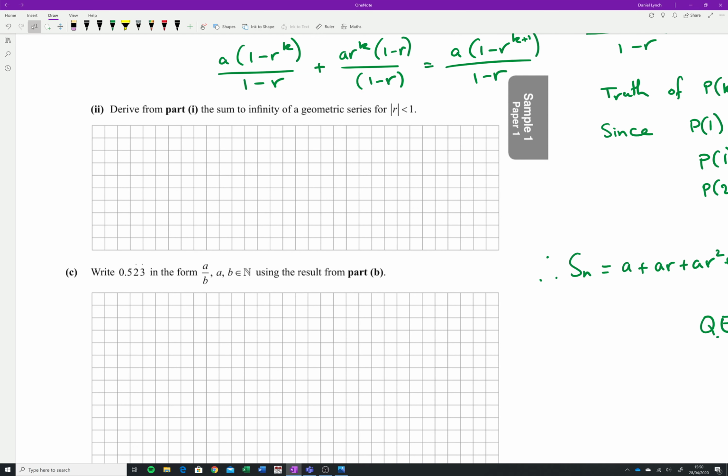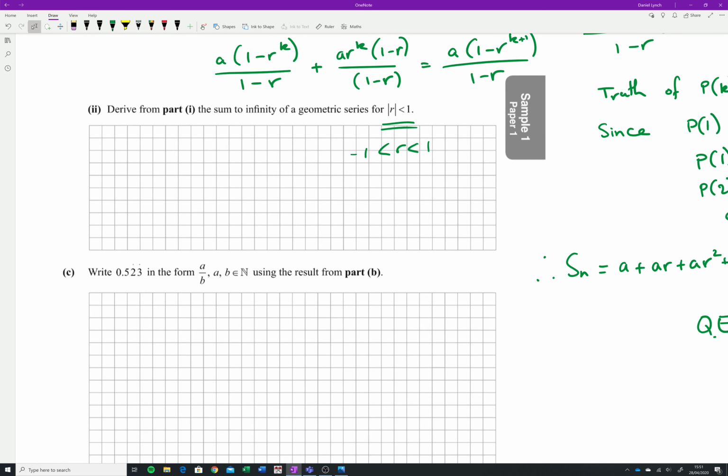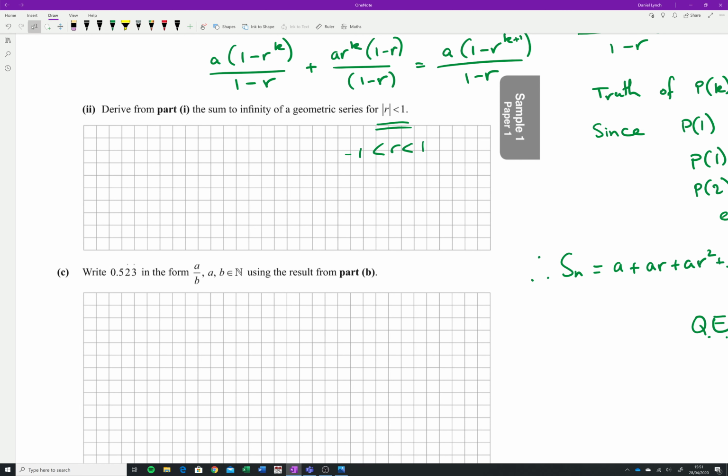Derive from part 1 the sum to infinity of a geometric series where r is less than 1. Yet again, this came up in something that we were doing earlier, albeit that the question had something slightly wrong with it. In this case, what it's saying is r has to be between 1 and minus 1. And I actually mentioned in that video, though I'll mention it again, that if you take a number that's between that, let's say I took minus a half the last time, and if you keep multiplying it by itself, it's getting closer and closer to 0. So the limit of it is 0.